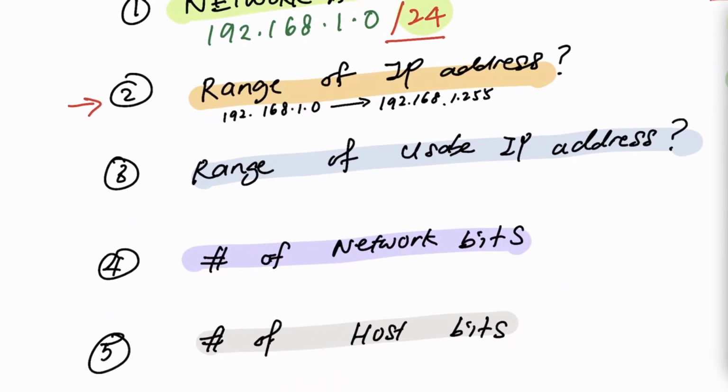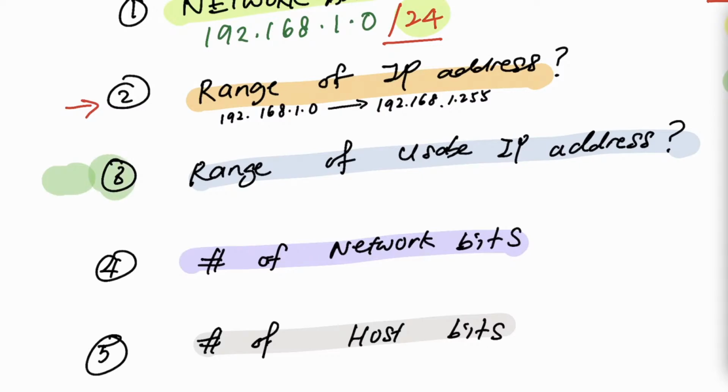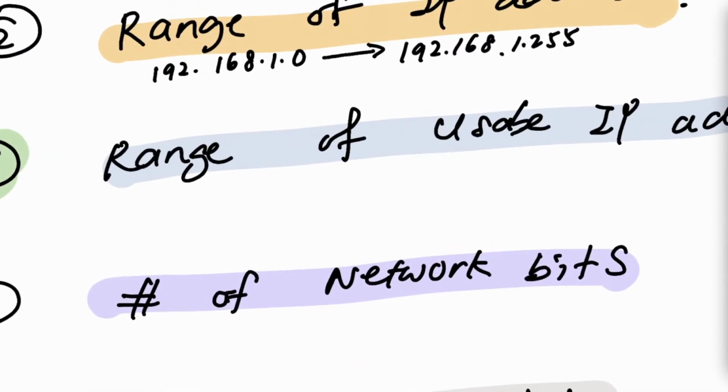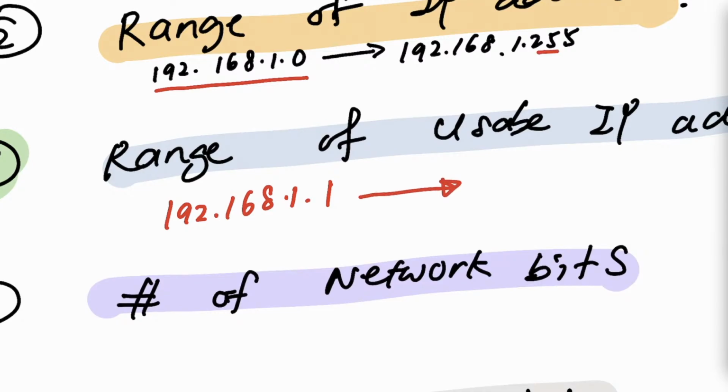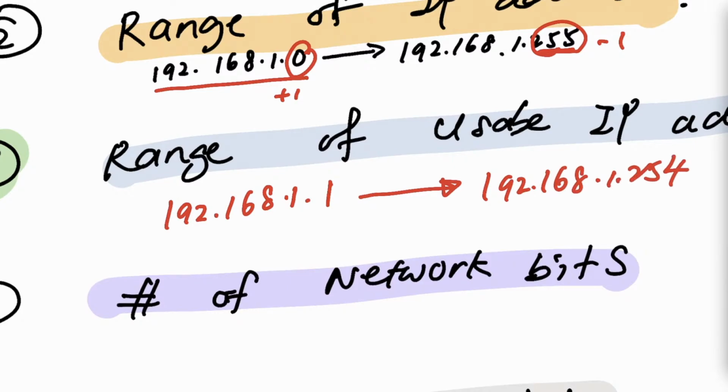Okay, now the third question is, what is the usable range? Like I said earlier, usable range means the IPs that you can actually give to a host. You take the network number plus 1, so 192.168.1 plus 1 is 1. And the last one you can use is the broadcast number minus 1, so the last usable IP is 192.168.1.254. This is the IP that you can assign to any host in the network.